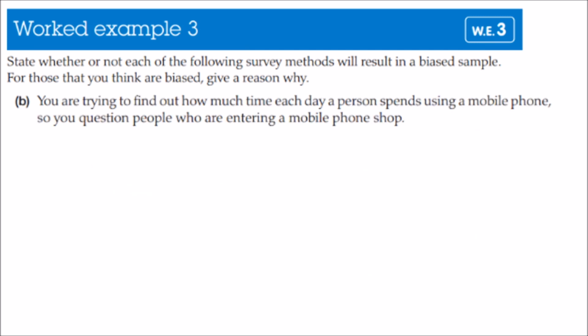Next example, you're trying to find out how much time each day a person spends using a mobile phone. So you question people who are entering a mobile phone shop. Is this biased? This is definitely biased because these people are in the mobile phone shop, so they're probably more likely to be phone users.